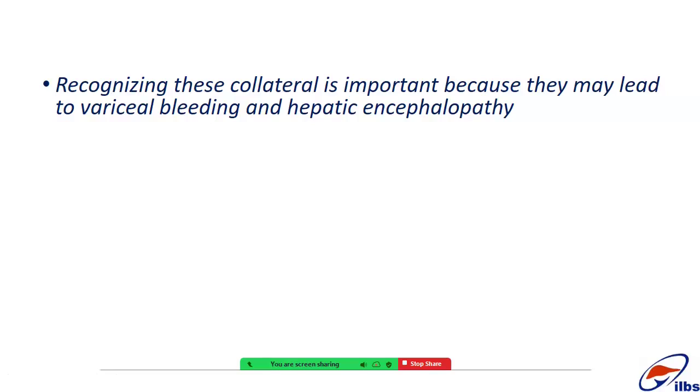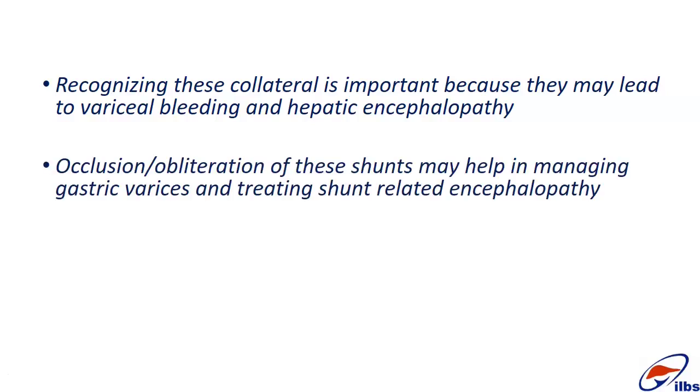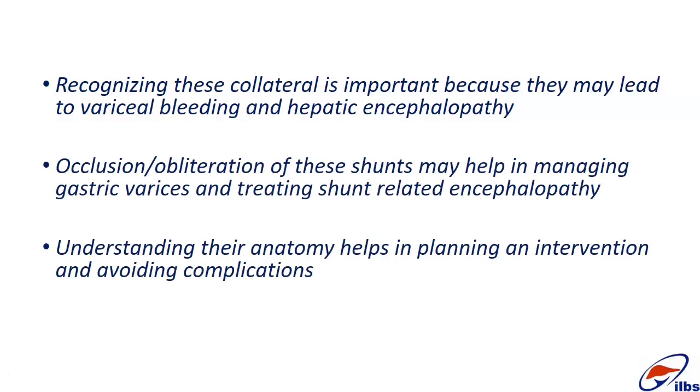So what we understand is that recognizing these collaterals is important because they may lead to variceal bleeding and hepatic encephalopathy. Occlusion and obliteration of these shunts may help in managing gastric varices and treating shunt-related encephalopathy. And understanding their anatomy helps in planning the intervention and avoiding complications. So this is what we understand with the initial paper, which I said.